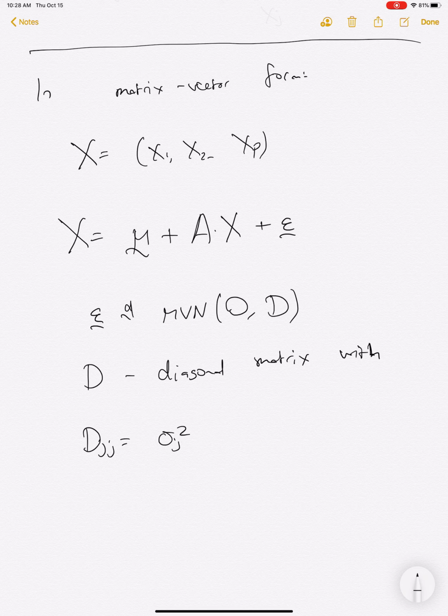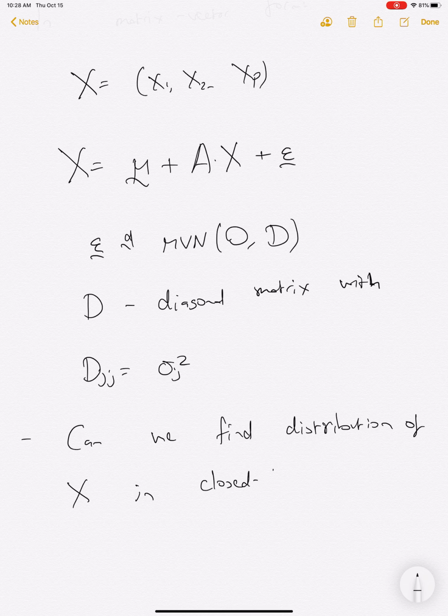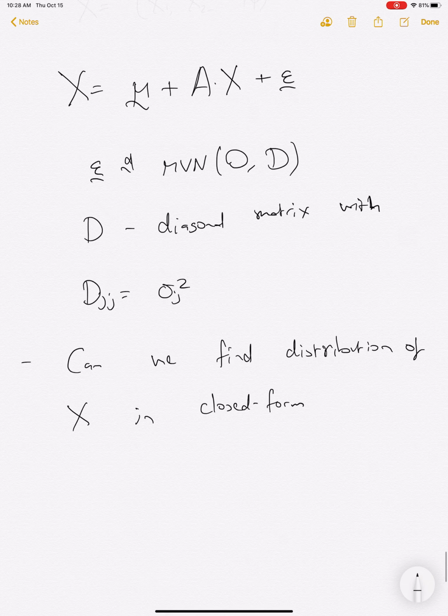Okay, so can we find the distribution of x in closed form? It turns out that we can, because we have a linear model, or you can think of it as p linear models that are all normal. And when you have linearity and things are normal or Gaussian, you can usually do calculations quite nicely.